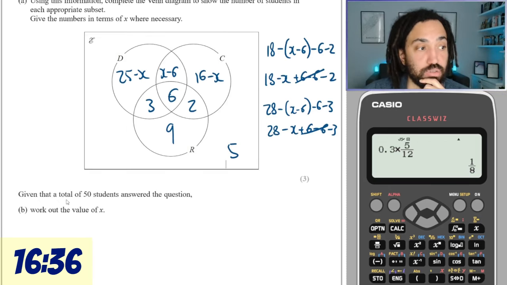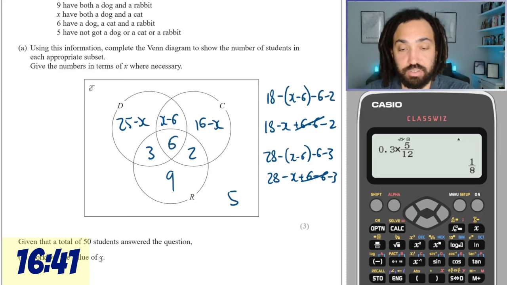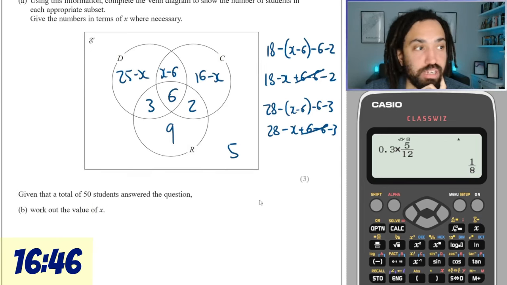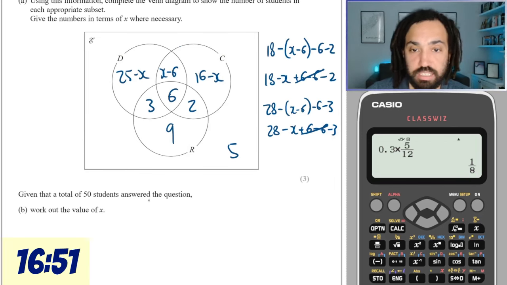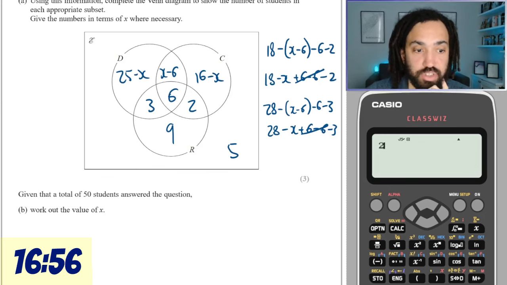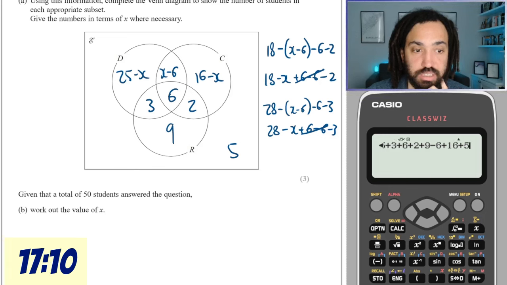Given that a total of 50 students answer the questions, work out the value of x. Oh gosh. Okay, so we need to add them all up and set it equal to 50. Right, so how am I going to do that quickly? Let's do all the numbers first. So I've got 25 plus 3 plus 6 plus 2 plus 9 minus 6 plus 16 and plus 5 as well, I think.